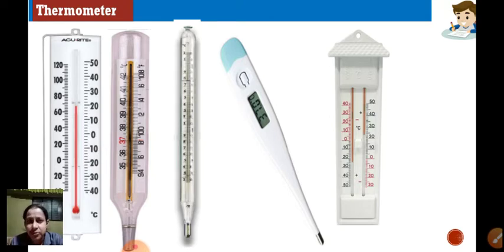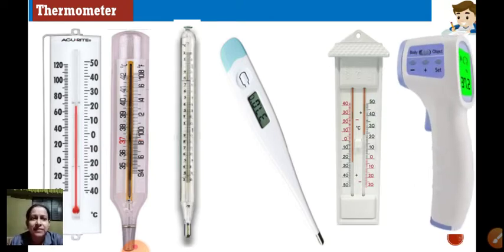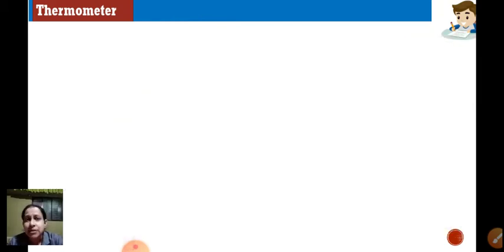We'll discuss about it. Then you might have seen nowadays that the temperature of everyone is checked with the help of this. Even when you're coming to school, you have seen that the teachers are using this type of thermometer to check the temperature. Okay, so this type of thermometer is also called an infrared thermometer. Fine. So now let's discuss the working of a thermometer.